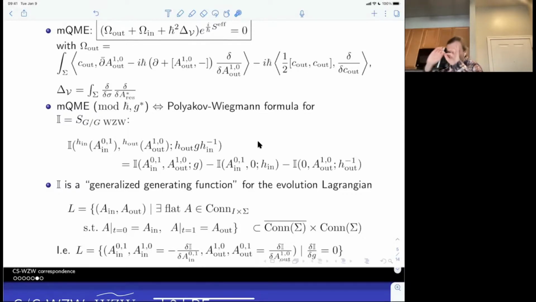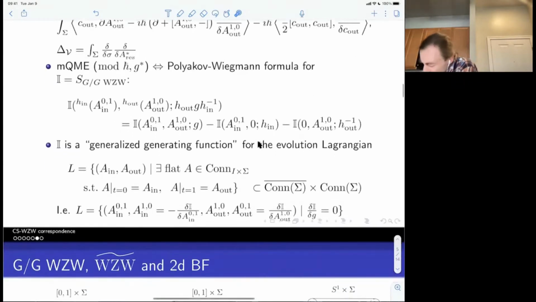So it gives you the restriction of flat connections in the bulk, so solutions of equations of motion in the bulk, to the in and out boundaries. Okay, so here is this symplectic reduction part sitting here.